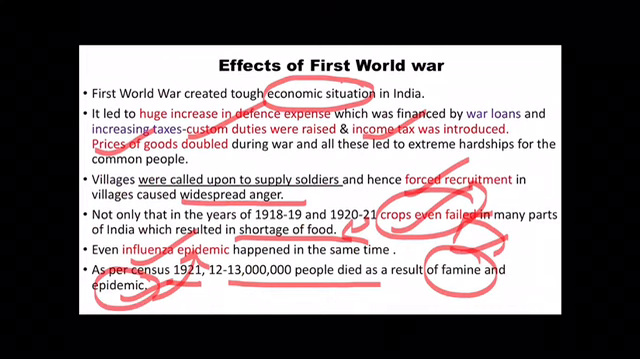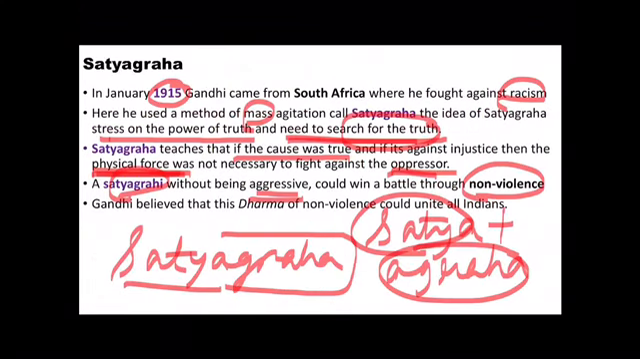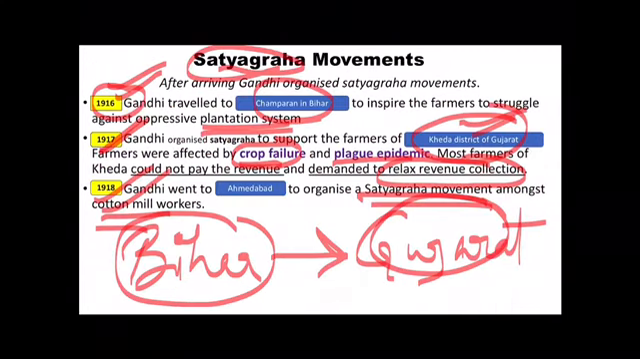We have discussed the effects of the First World War. What were the effects when the World War happened? How did the Indian people react? Why did the Indian people react? What were the effects on the Indian people? What were the effects on the economy of India? And then we learned about the Satyagraha concept. Next we understood the Satyagraha movements.